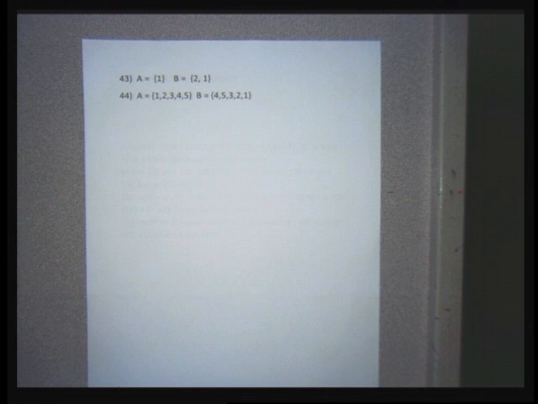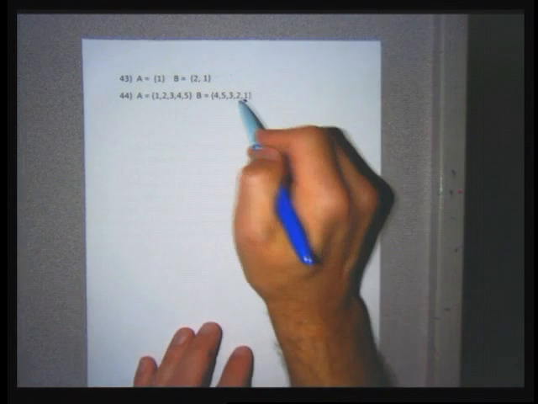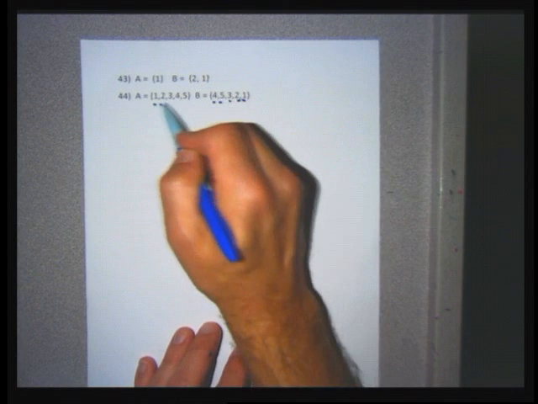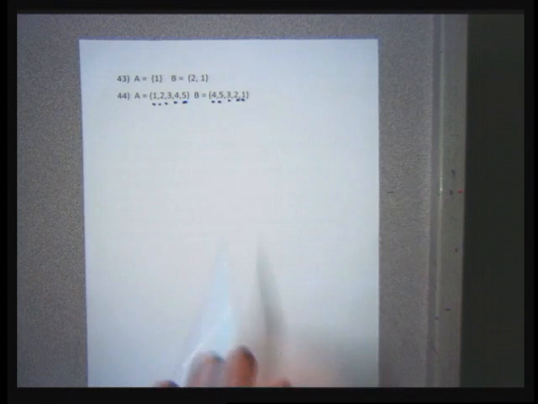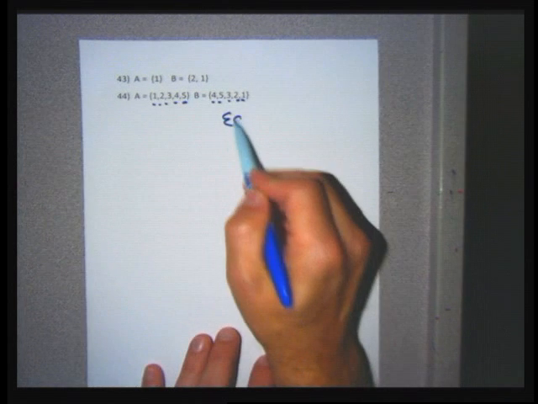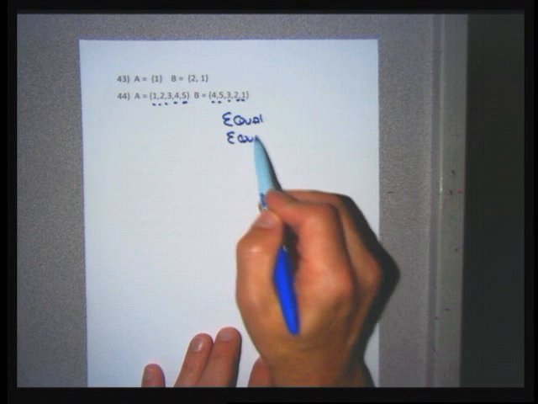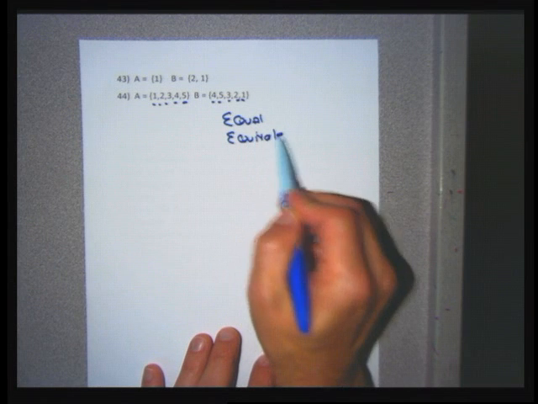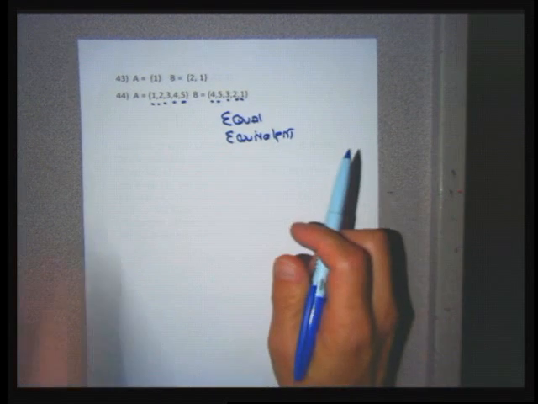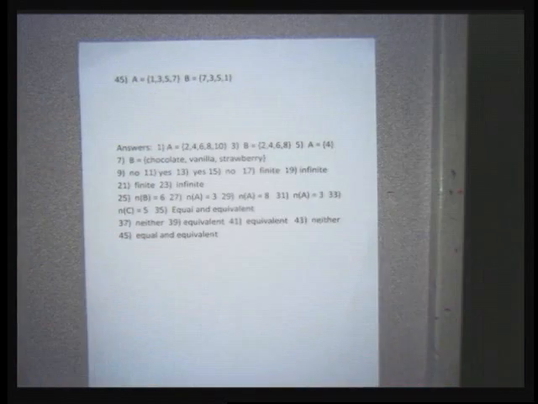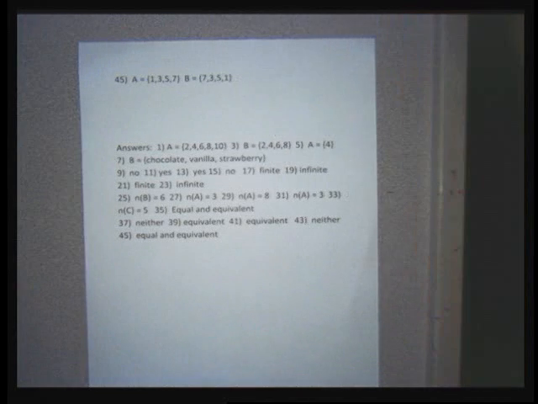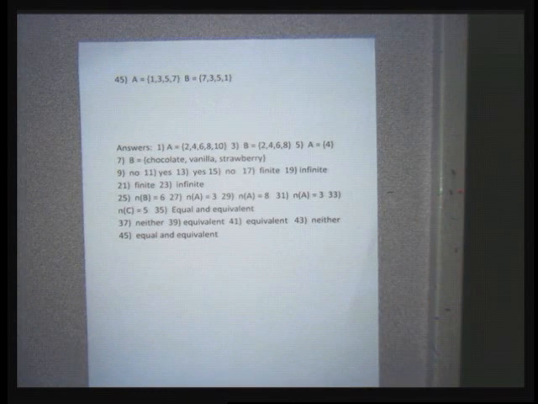44 for me: this is 1, 2, 3, 4, 5, and 1, 2, 3, 4, 5. They both have the numbers 1, 2, 3, 4, and 5, so they're equal. And they both have 5 elements, so they're equivalent. And you can do your 43, and then hopefully you've checked all your answers, and there's a 45 for you, and I don't have a corresponding number, so I'll let you do that one as well.